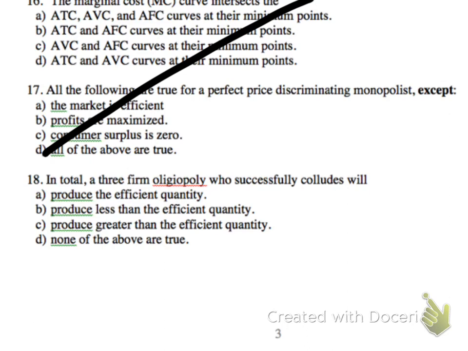So that would be the answer. And then lastly, we have three-firm oligopoly. So that's kind of like 3 monopolies working together. And if they successfully collude, meaning they work together, what will be true? Well, we're assuming that they're not price discriminating, and when they collude, how do they act? They act like a monopoly. So how would a monopoly act?